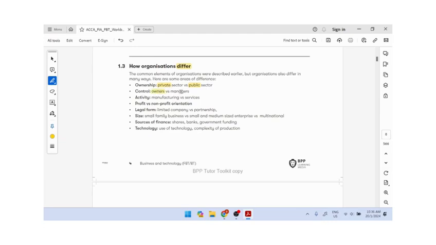Control, right? Owner versus manager. All right, so for sole trader, who is the owner? The owner is the owner, right? The owner is also the manager. All right. How about the public limited company? Is the owner also the manager? No. All right. So who are the owners of public limited company?